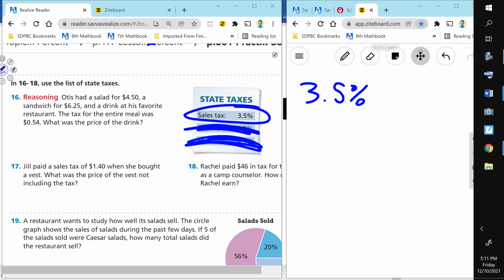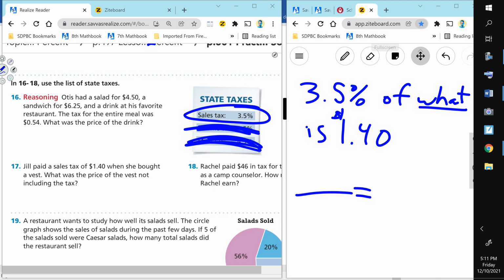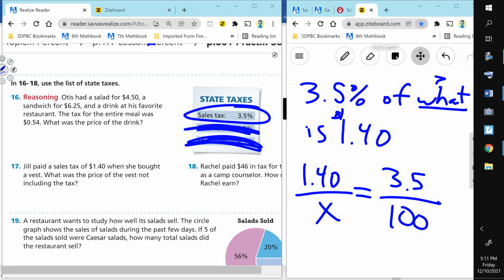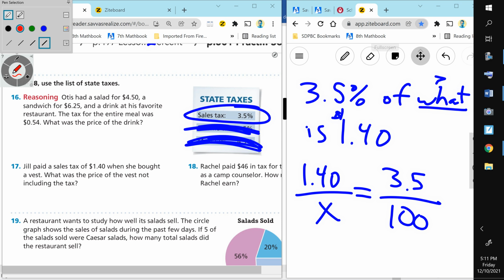Then we know the cost of the vest. So 3.5% of what? That's the vest. Is $1.40. So that is our statement. We're going to put the 3.5% here. There's 0 and 100. We don't know the of. And we know this is going to be $1.40. And now we can cross multiply, because the vest is what we're finding the cost of.